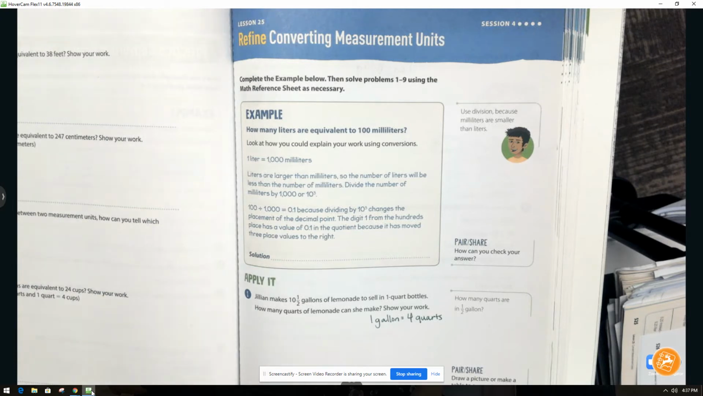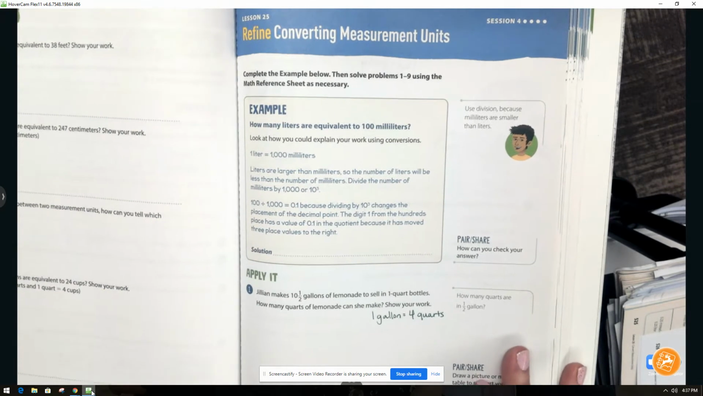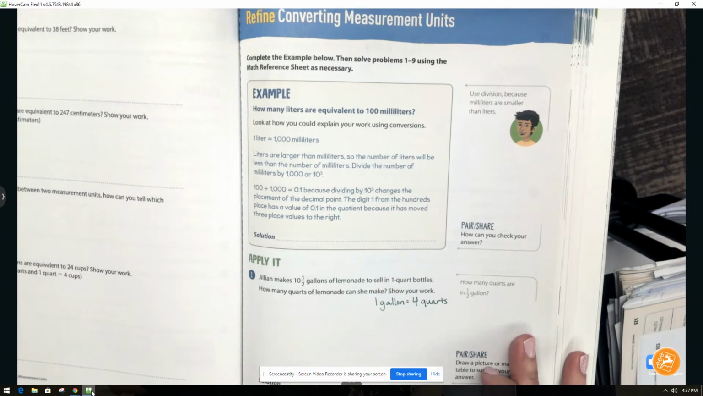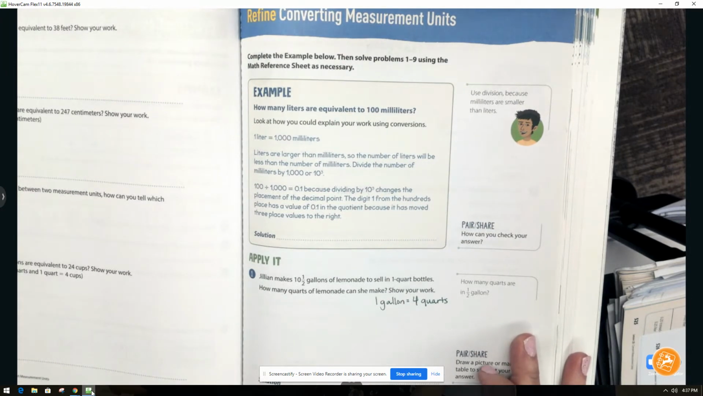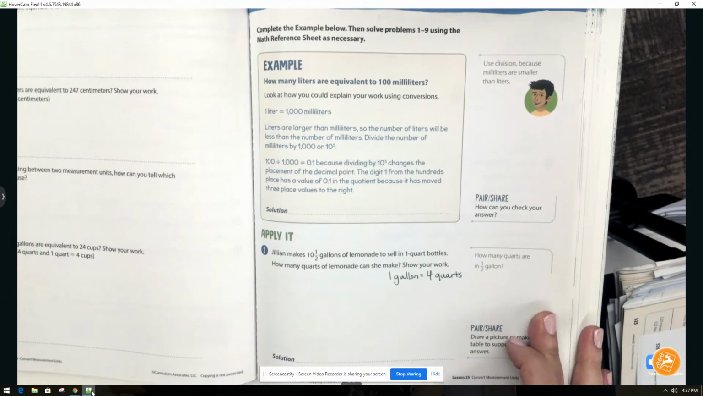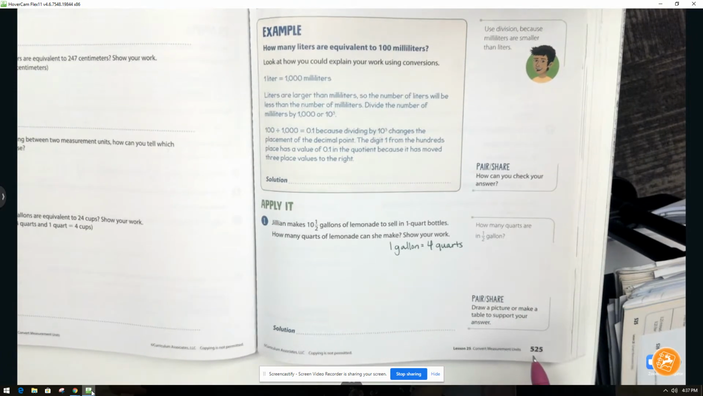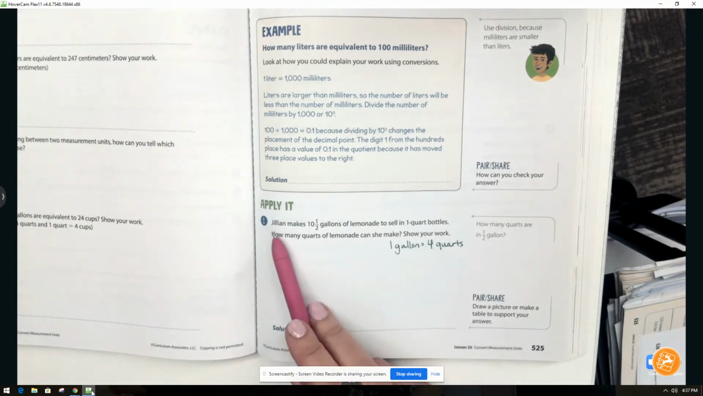As a reminder, today is the day that I just walk you through each of the problems. I don't tell you how to do them, but I walk you through and I might give you a few tips or tricks as we go. So first of all, on page 525, we're going to go ahead and look at question number 1.